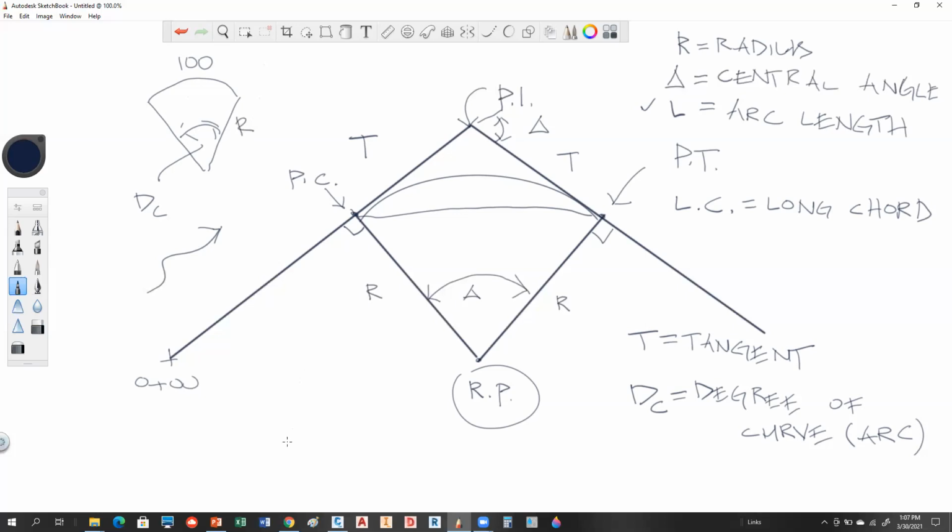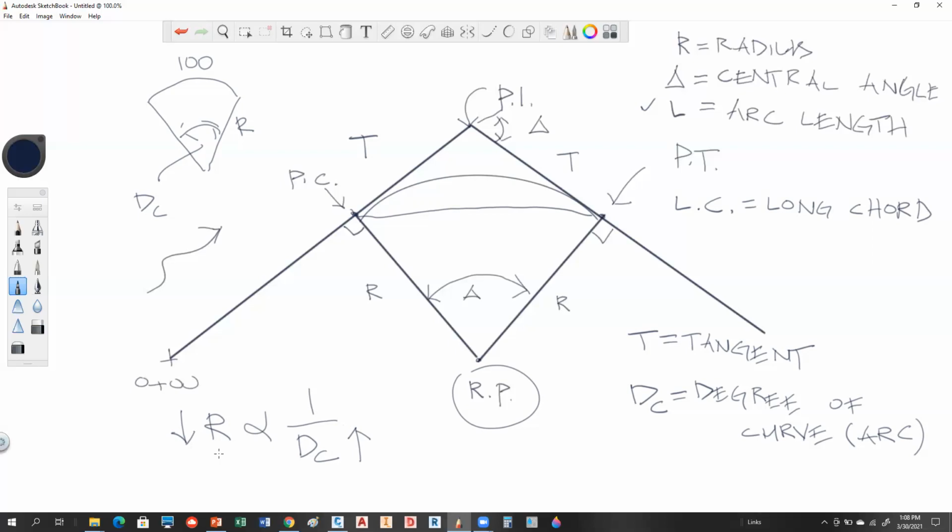So if your radius is a large radius, your degree of curve is inversely proportional to that. So if your degree of curve gets big, your radius gets small. Does everybody see what I'm saying? Yep. So let's go look at that Tylersville example that we just said.